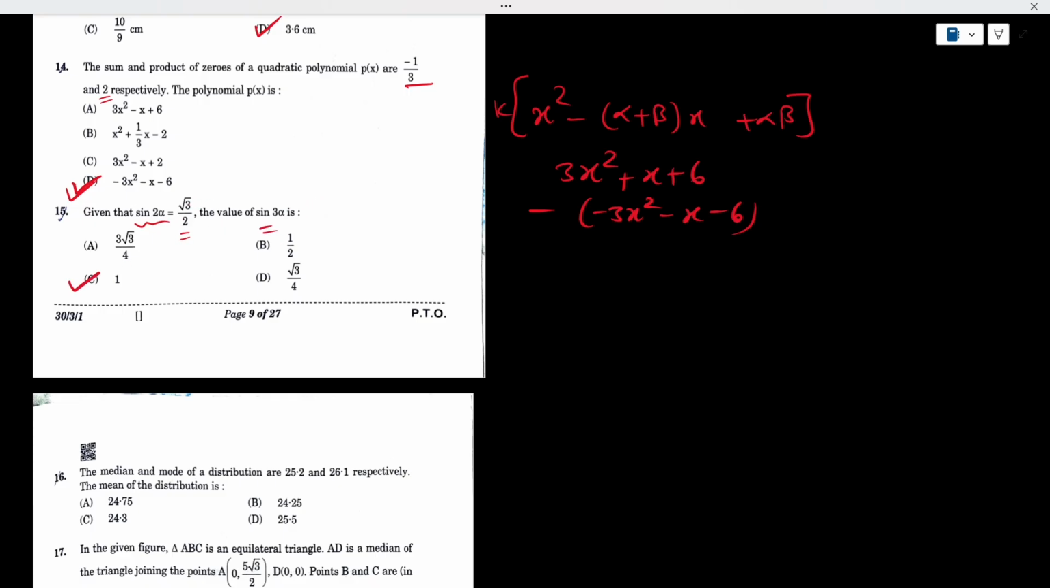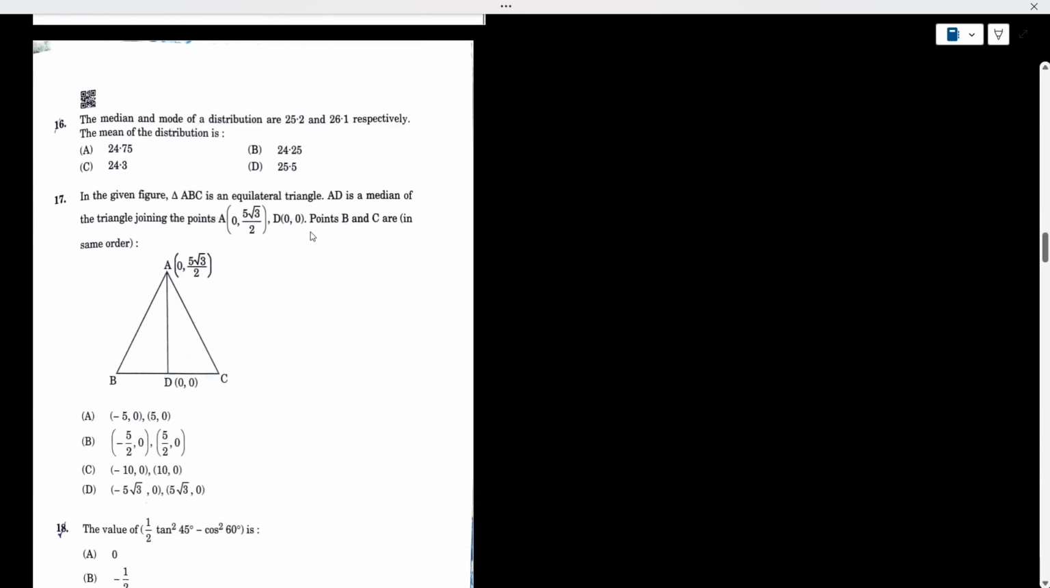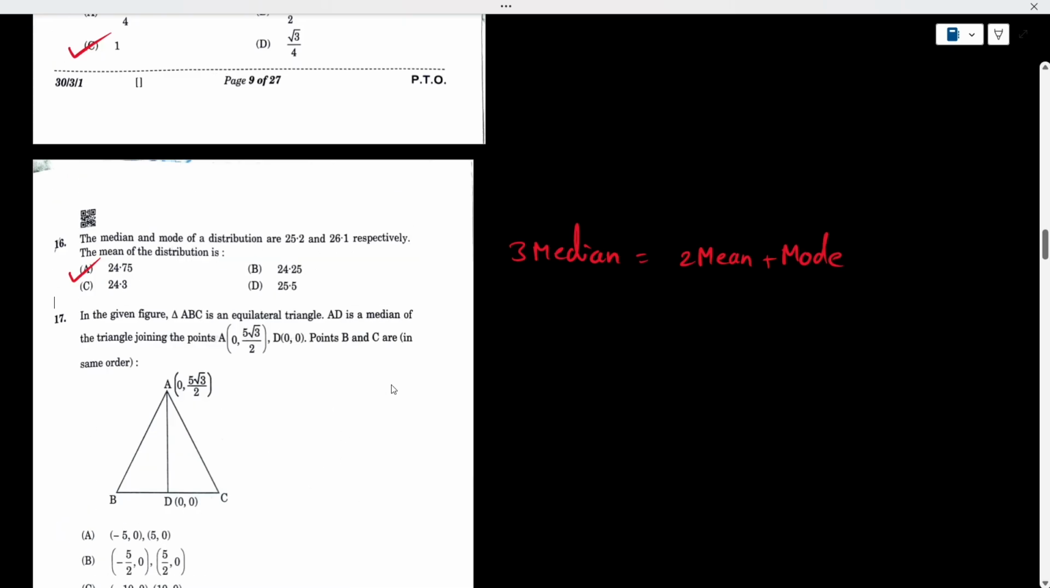So sine 90 is going to be option C, which is 1. Then 16th question, if you see the median and mode of the distribution are given, you know what the relationship is? 3 median is equal to 2 mean plus 1 mode, right? If you use this equation and solve this question, it's going to be 24.75. Option number A is the right option, correct?